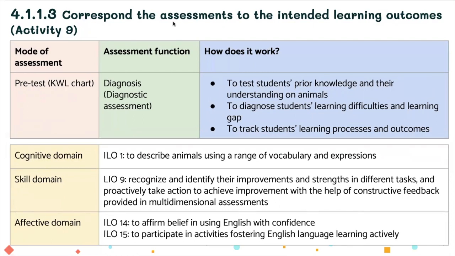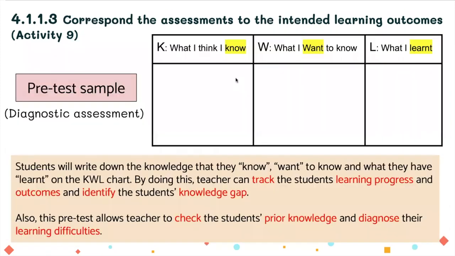So these are the learning outcomes of activity 9. We have a pretest, which is a KWL chart, and it serves as a diagnostic assessment. It helps to assess students' prior knowledge, and it meets these 3 outcomes of the 3 domains. Next, please. This is a sample of the KWL chart, and it can help us to identify the students' knowledge gap and learning progress.